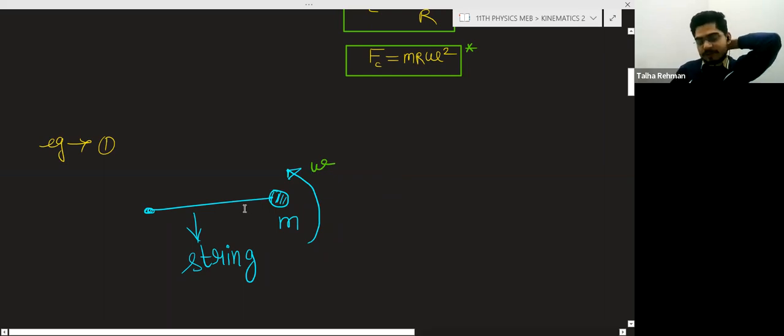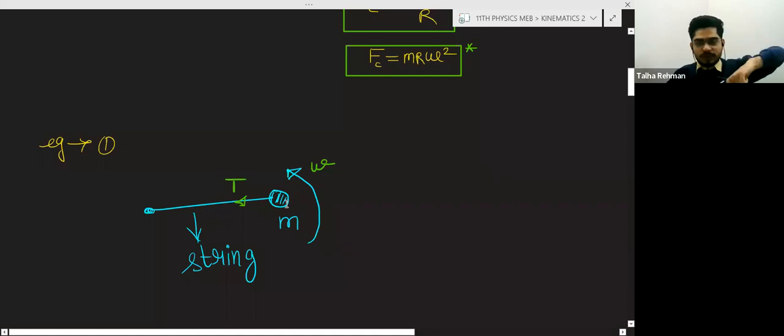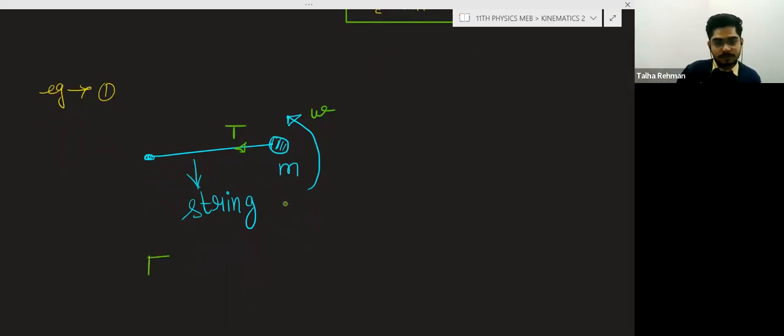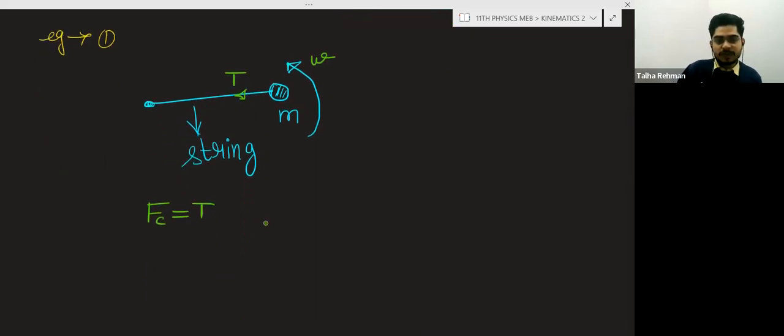If I want to find the tension in the string, how can I find it? First, decide the direction of the tension. I have told you, with respect to the mass, the direction of the tension will be away from the mass. This mass is performing circular motion, so for the circular motion there is a requirement of centripetal force. And what is centripetal force? It is the net force towards the center. What is the net force towards the center? This is tension.